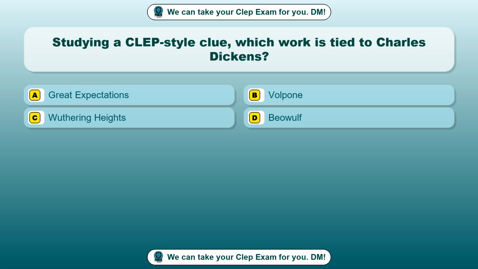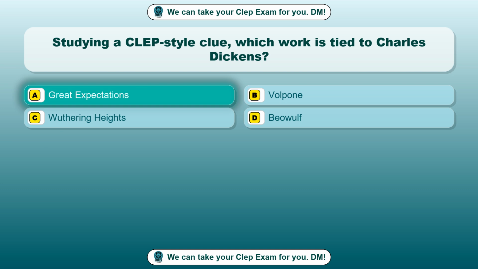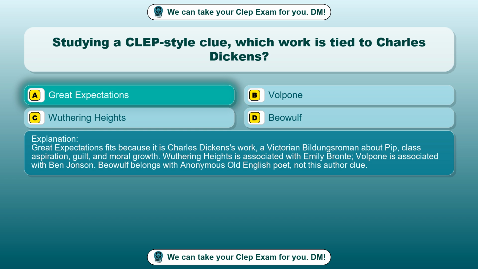Option C. Wuthering Heights. Option D. Beowulf. The correct answer is option A. Great Expectations. Great Expectations fits because it is Charles Dickens's work, a Victorian Bildungsroman about Pip, class aspiration, guilt, and moral growth. Wuthering Heights is associated with Emily Bronte, Volpone is associated with Ben Jonson. Beowulf belongs with an anonymous Old English poet, not this author clue.